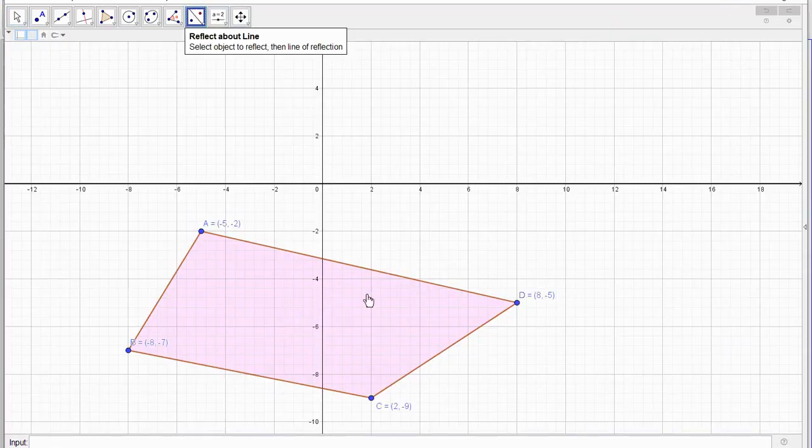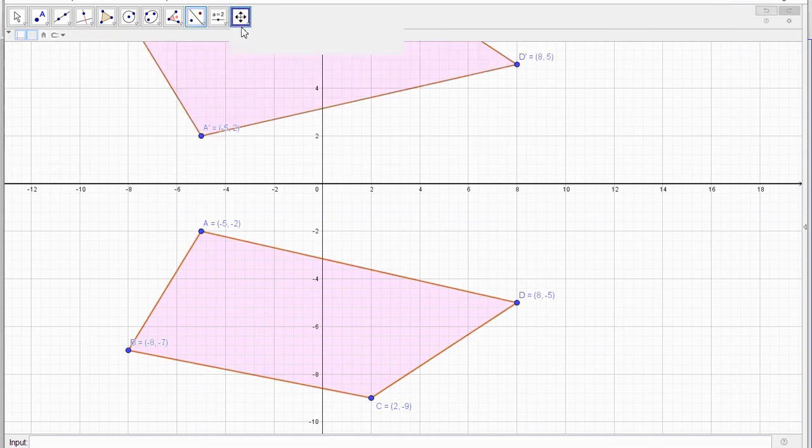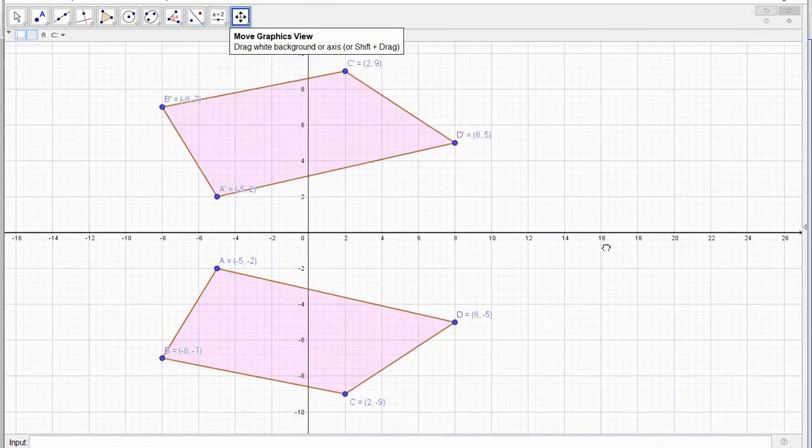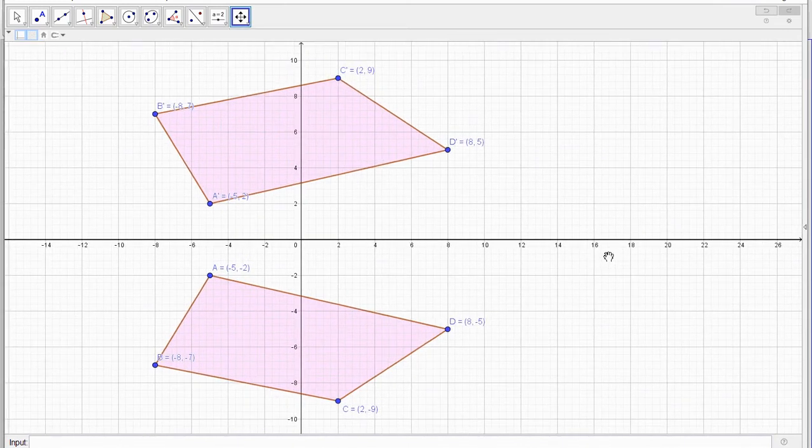Now, to do the reflection, I'm going to be doing it across the x-axis. So this is what I want to reflect across this line. And you can see that I've got everything lining up perfectly. So this one here, you'll notice is 2, 9. And the only thing that changes is the distance across the x-axis. So this becomes 2, -9.